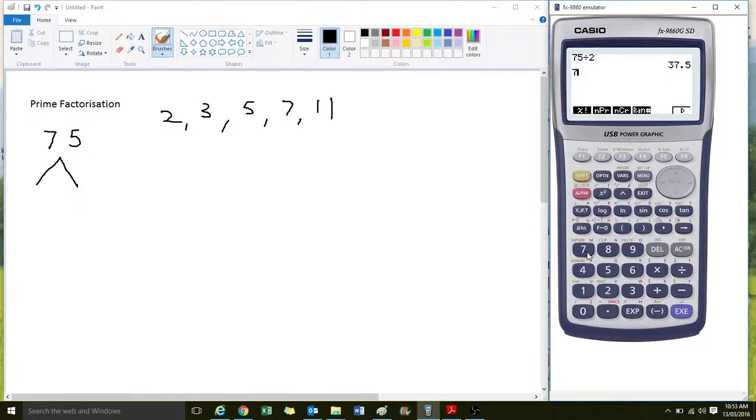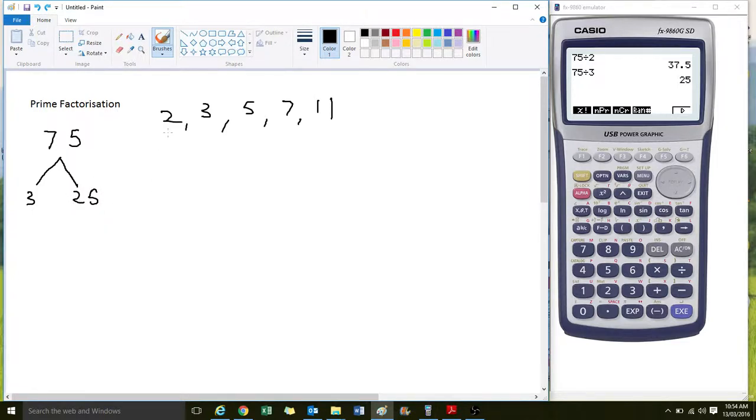How about 75 divided by 3? 75 divided by 3, and the answer is 25, which is a whole number. So we can put a 3 here and 25 here. What this means is 3 times 25 equals 75. So we have one prime number here, so that's a tick there, but we need to make this one into a prime factor as well.